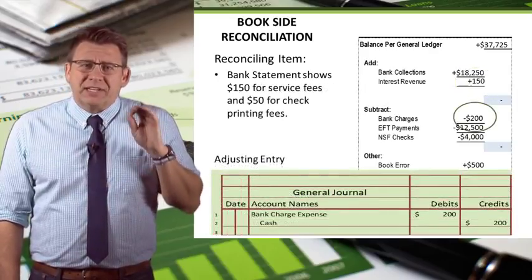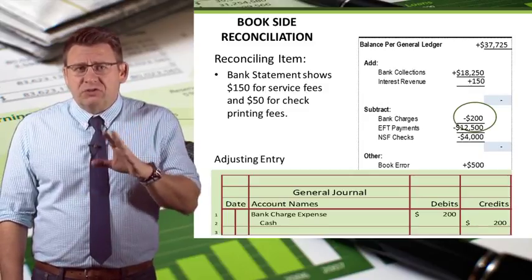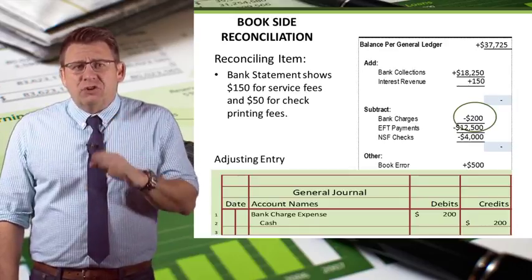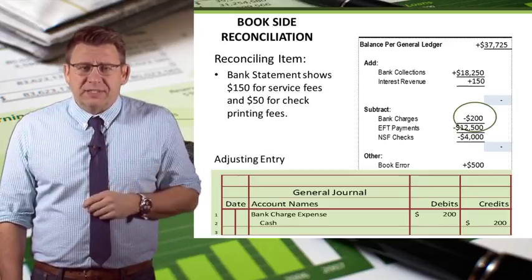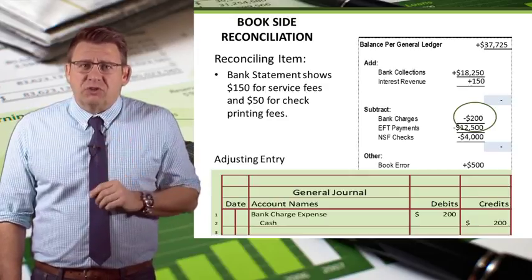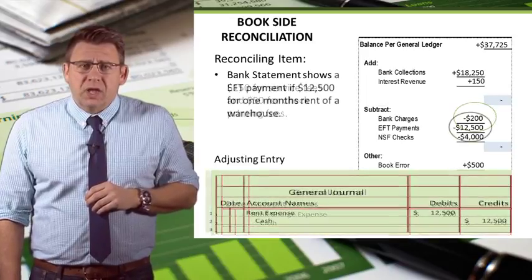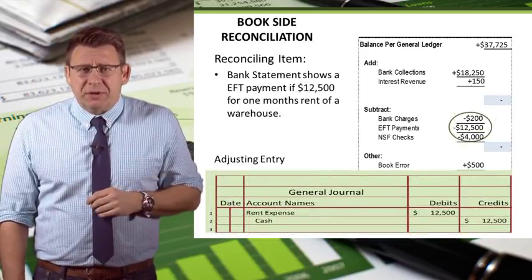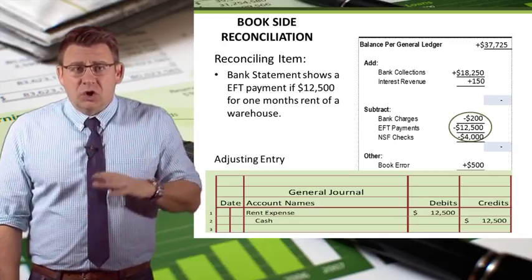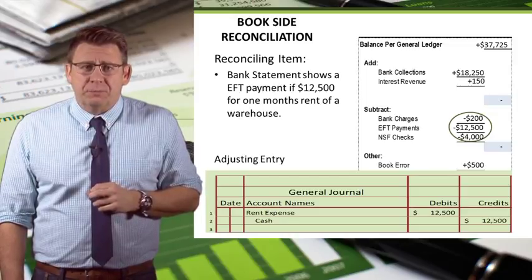The next item is a deduction from cash. It is a service charge. Often service charges are a miscellaneous expense, but I've chosen to use the bank service charge expense. It really depends on the company. So we would debit bank service charge expense and credit cash for $200. The next item is an EFT payment. This relates to 1 month's rent of a warehouse. So we debit rent expense and credit cash for $12,500.